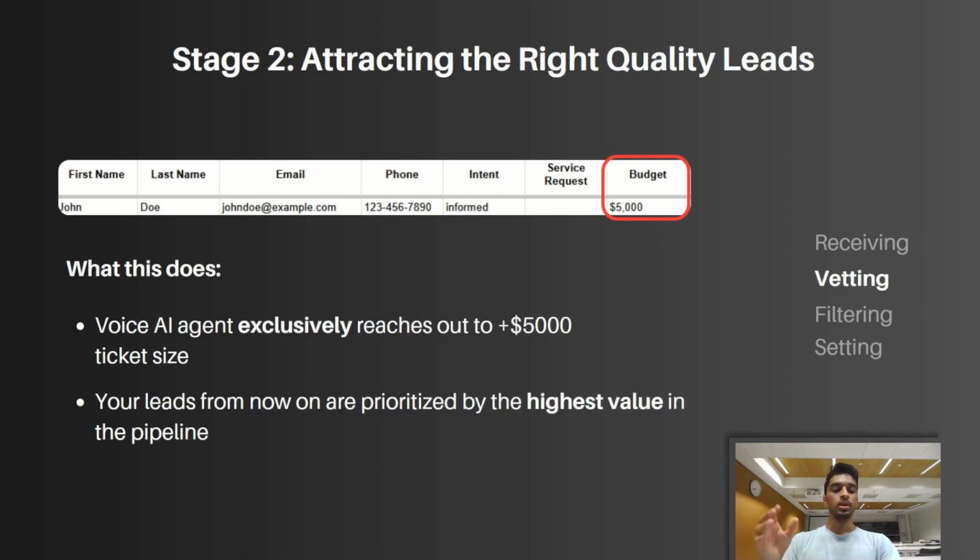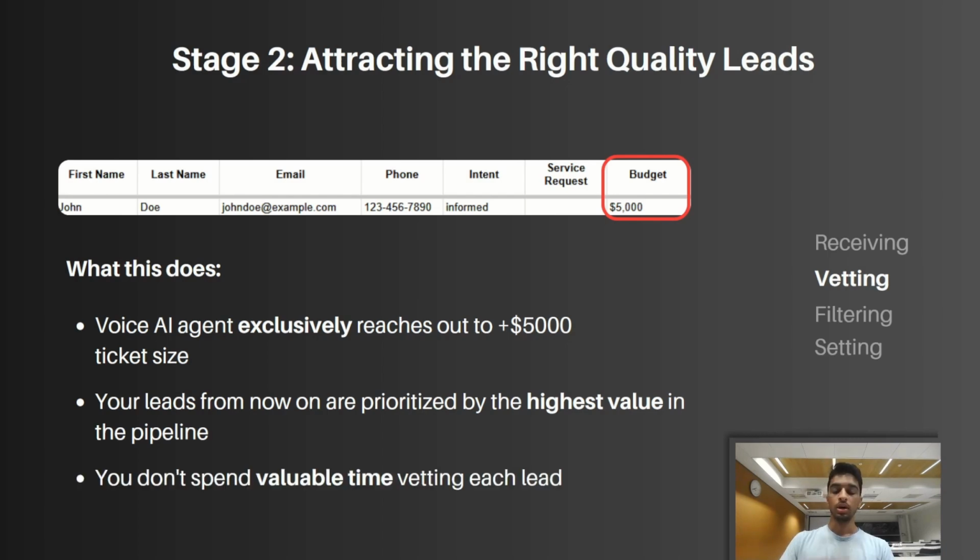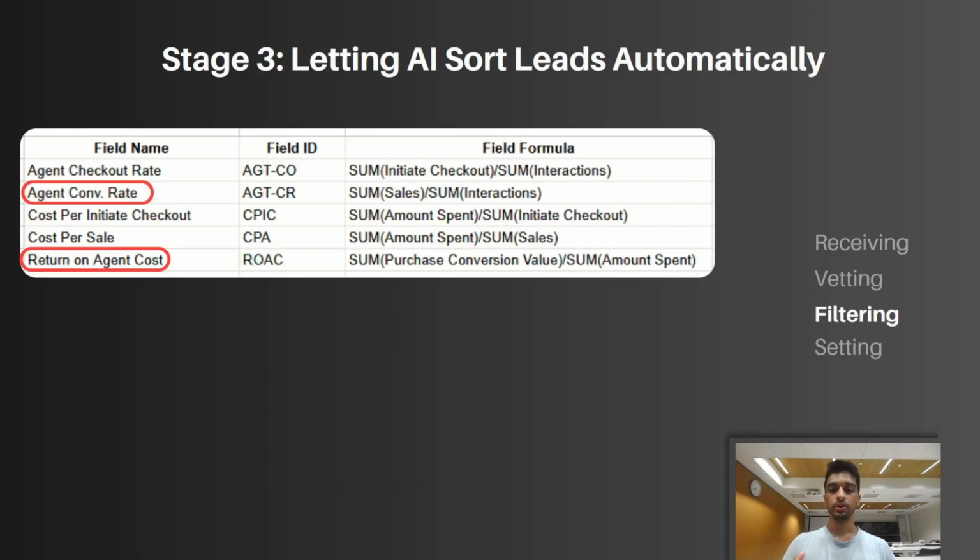What this does for you is that your leads are now prioritized by the highest value in the pipeline. And of course, with these systems in place, you don't have to spend valuable time vetting every single lead manually. Now, once we have these good quality leads, how do we actually go about sorting all of them in our sheet? And this is where the field formulas come into play. This is actually from the second sheet that I made for one of my ecom clients a while back.